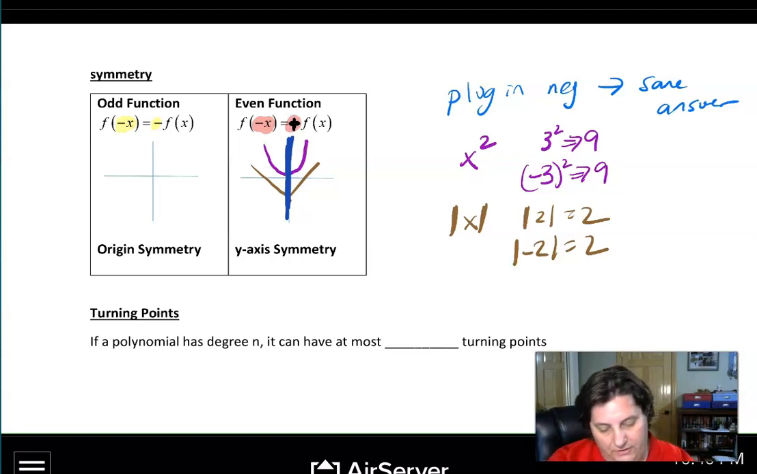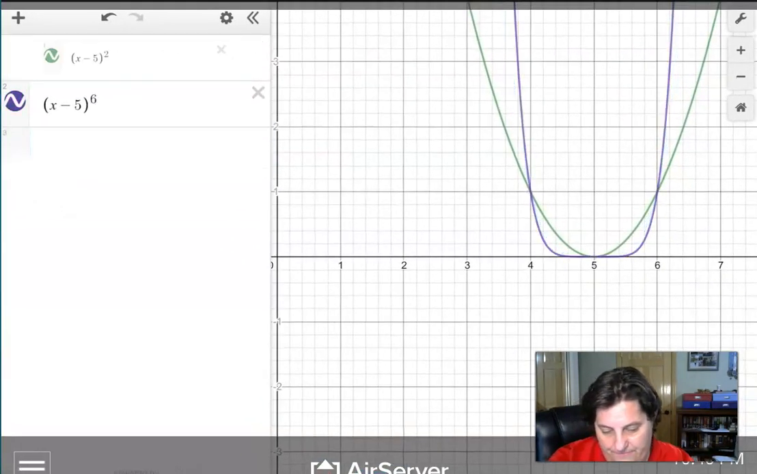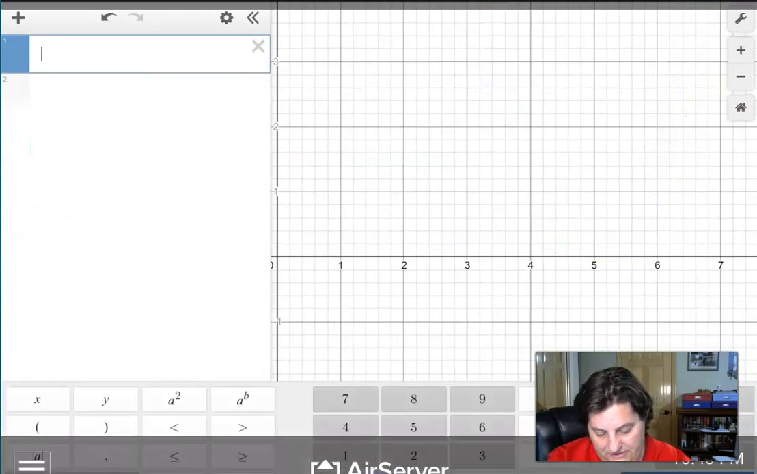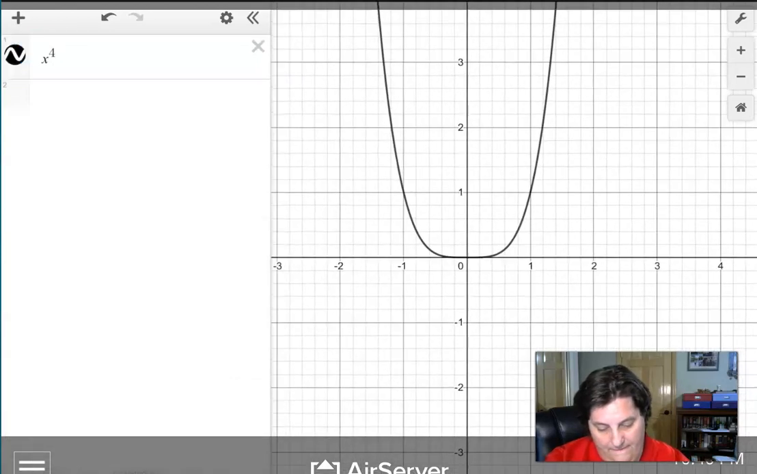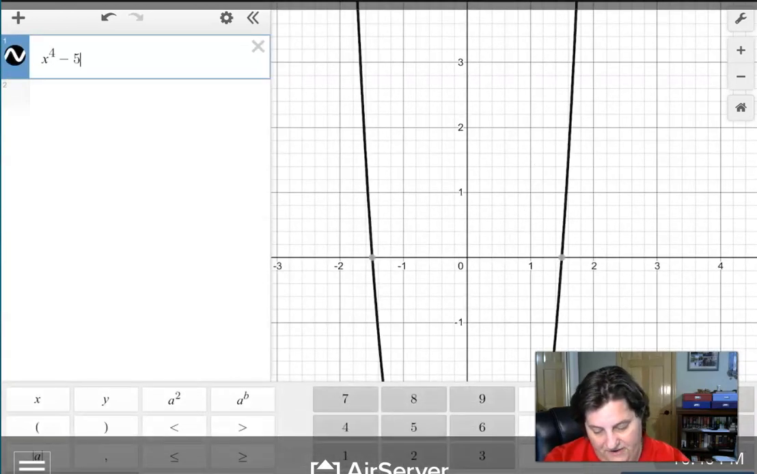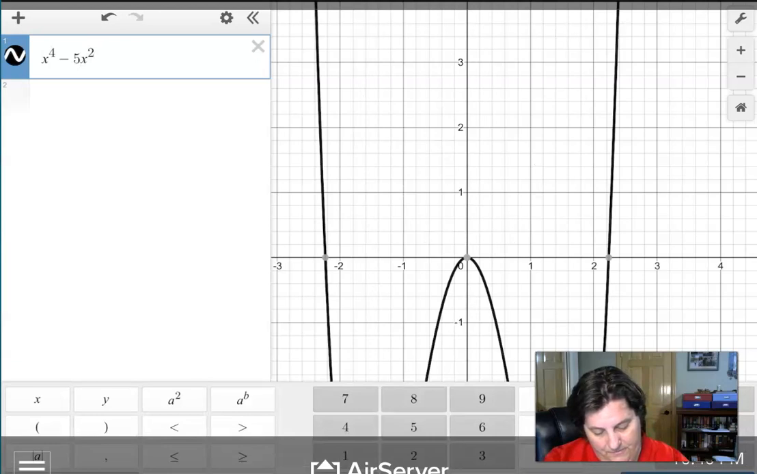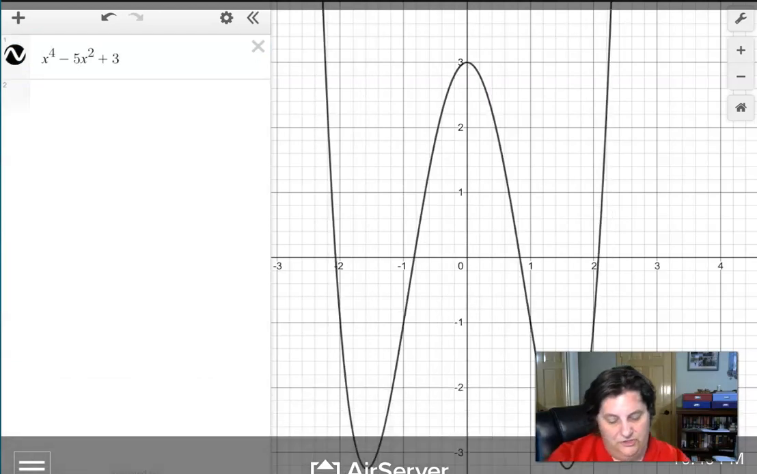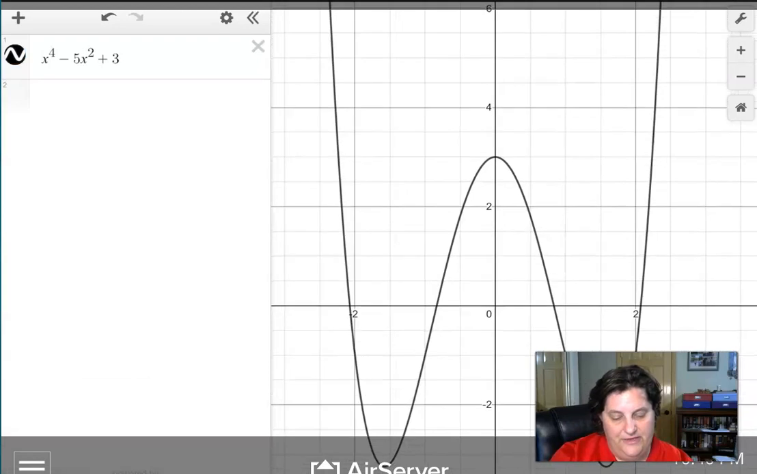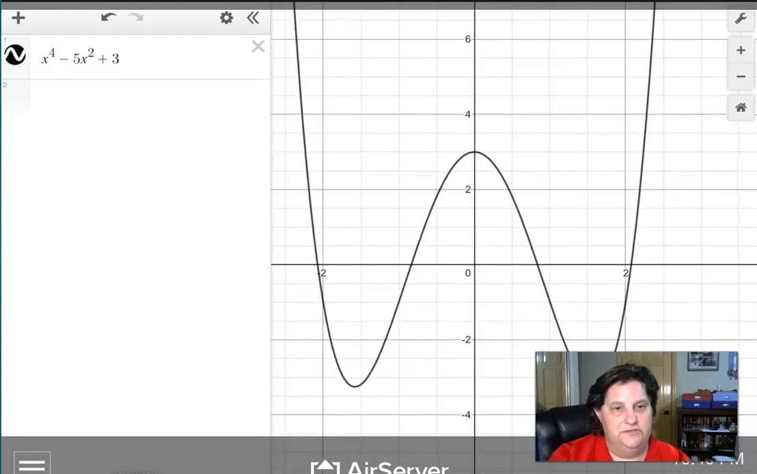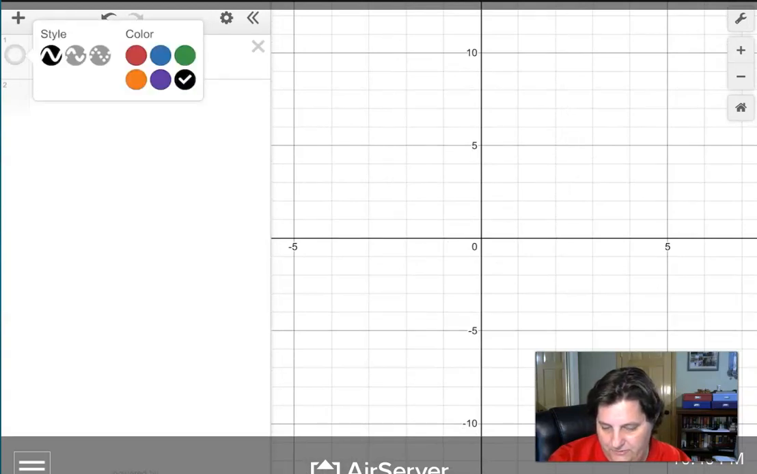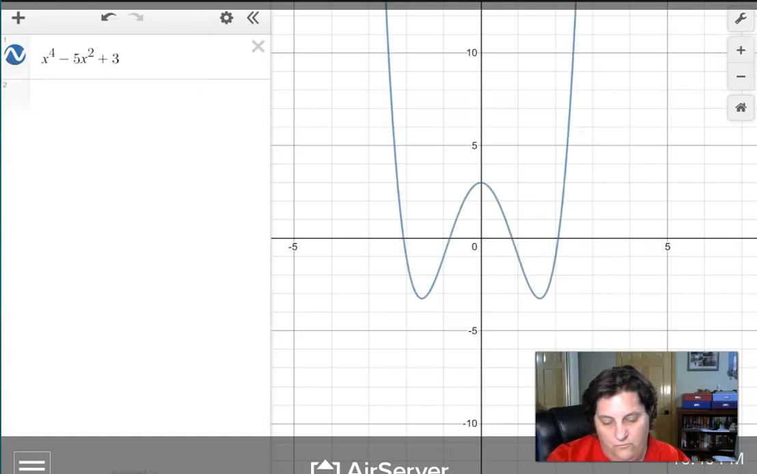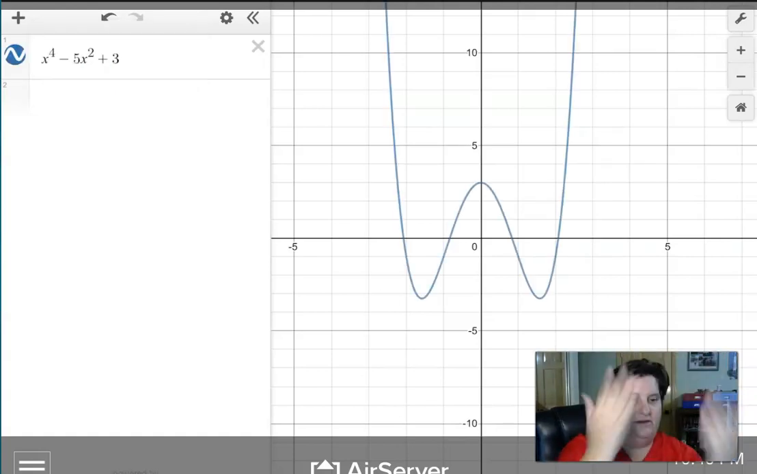Okay, check this out real quick. I'm going to make an equation up here with some symmetry. I'm going to say x to the 4th minus 5x squared plus 3. Check this out. Okay, this is an even function. You guys see that? If you were to fold that, let's make this a different color, make it more pretty. There we go. If you were to fold that right along the middle, do you guys see how it would match up?